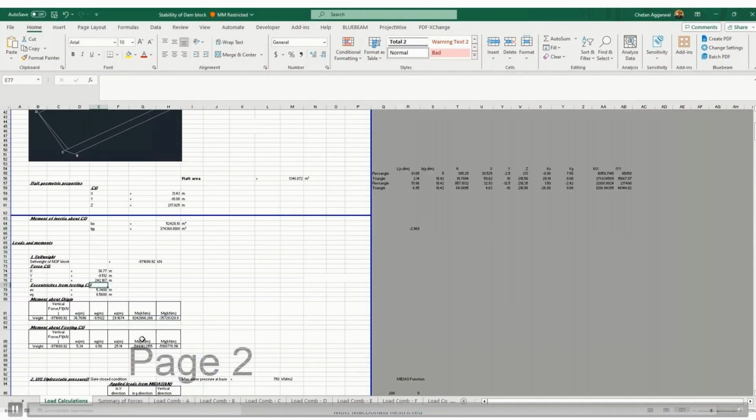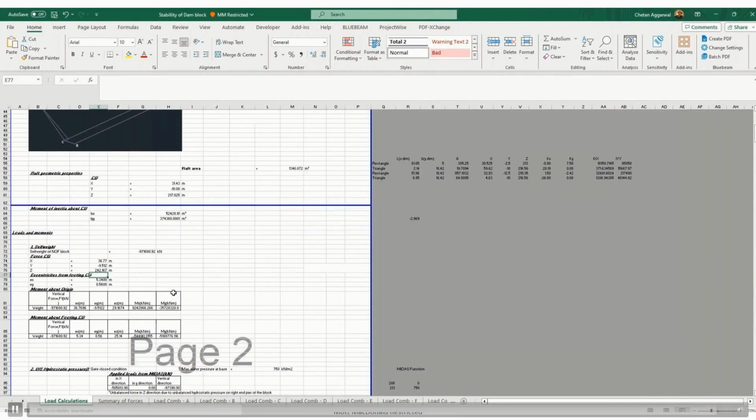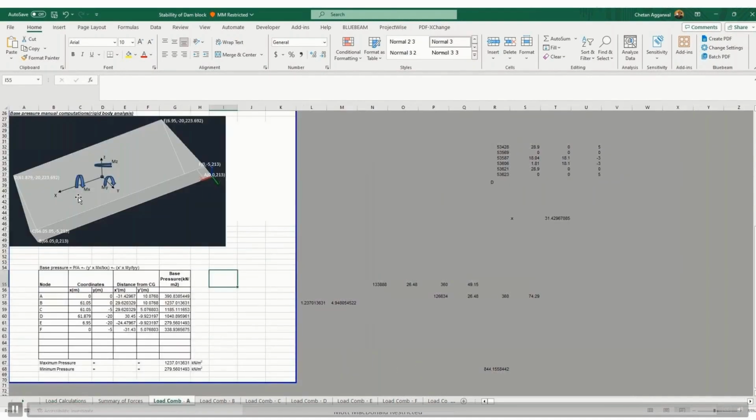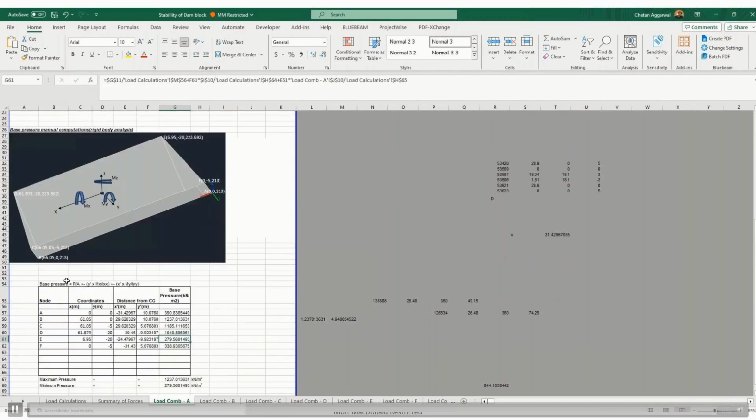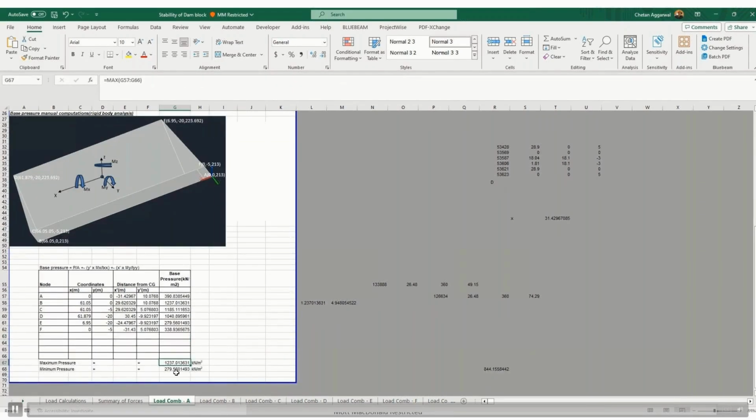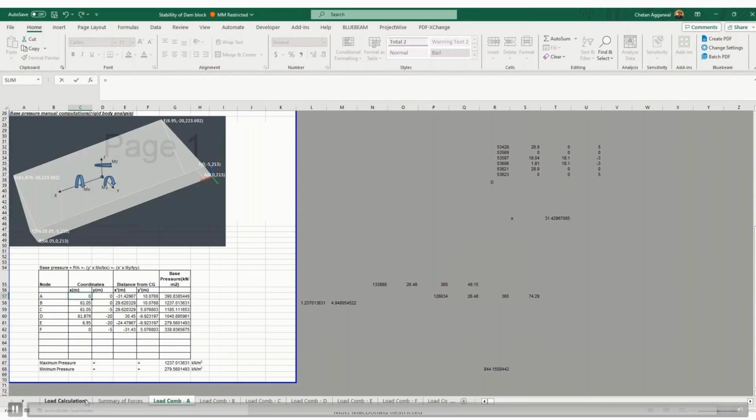Then let's see the base pressures for load combination A. The CG will be here, so based on that, B will have more pressure and E will have the least. I have considered this torsional effect also. For self weight there won't be any torsion, but these are the pressures at various corners. Probably I can link it to these coordinates, that would be better.